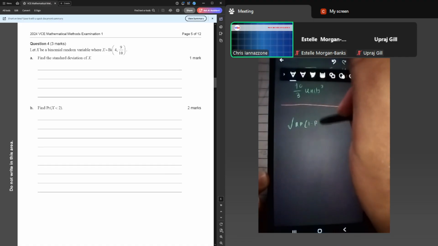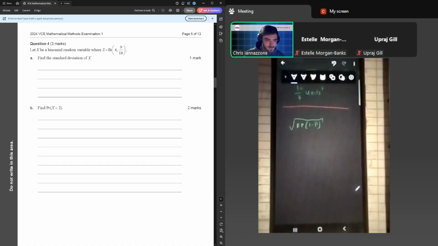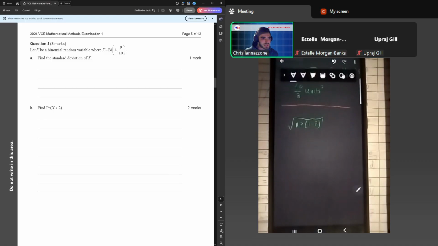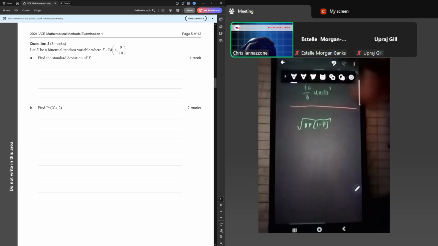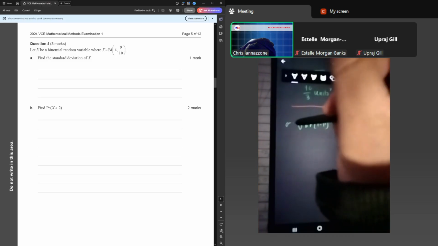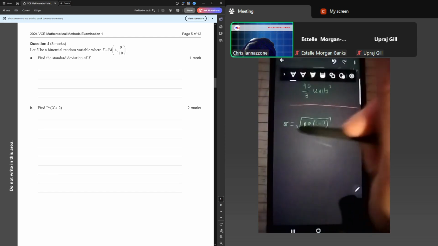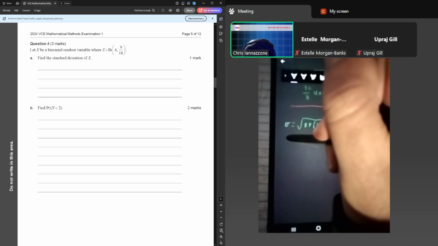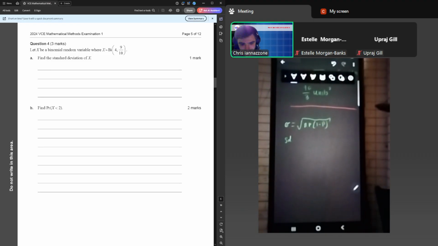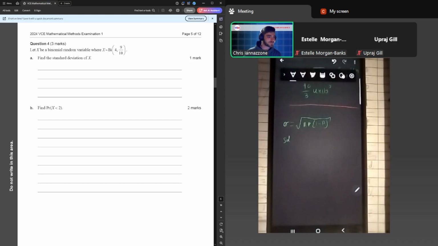NP(1 minus P). That's what we're doing. N is 4, P is 9 on 10. Plug in, and then you've got your value. Now, standard deviation, use the Greek letter sigma, or if you can't draw it like I can't, you might do SD for standard deviation. That's about it.